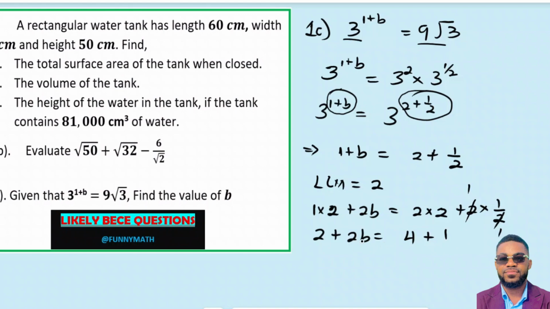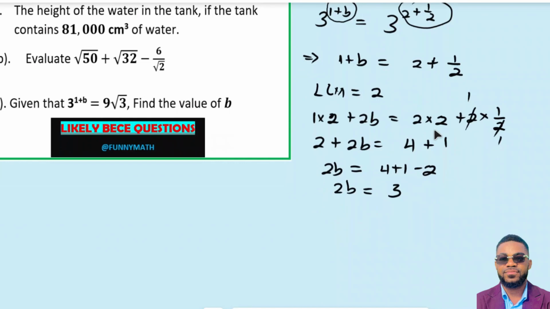So how do we find the value of b? You just have to take 2 to this side. So we have 2b equal to 4 plus 1 minus 2. So 2b is equal to 4 plus 1 is 5. 5 minus 2 is going to be 3, which we can simplify to get our final answer by dividing here by 2, here 2 by 2. So 2 will cancel this 2. 2 cannot cancel this 3. So we're going to get b equal to 3 on 2. So that is how we can find the value of b.